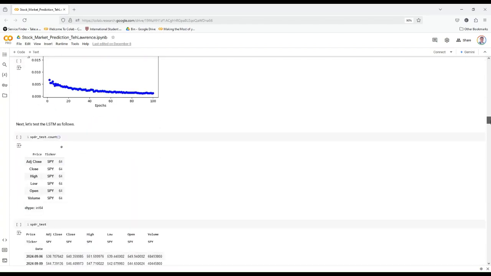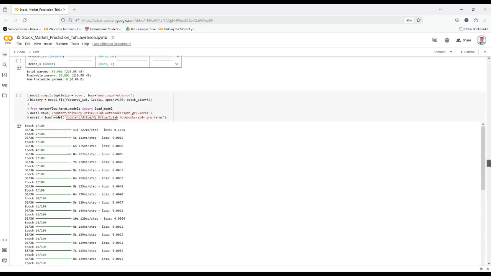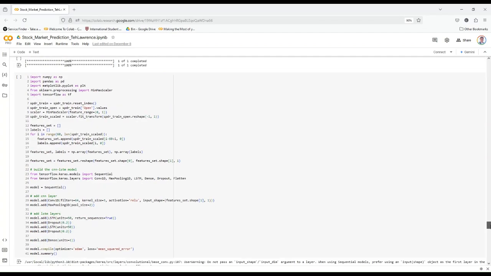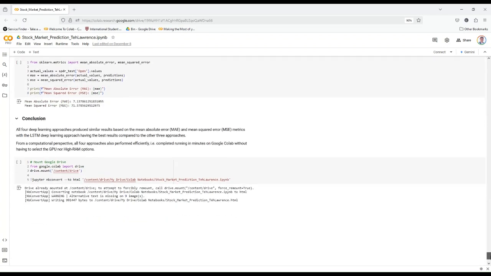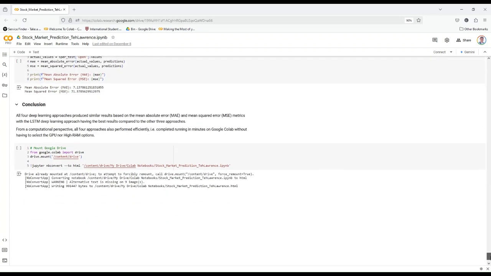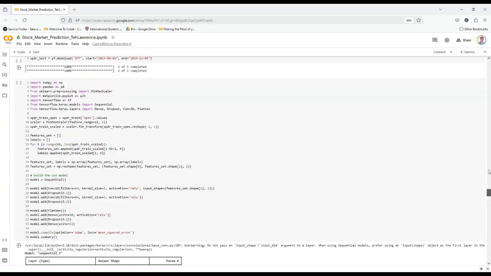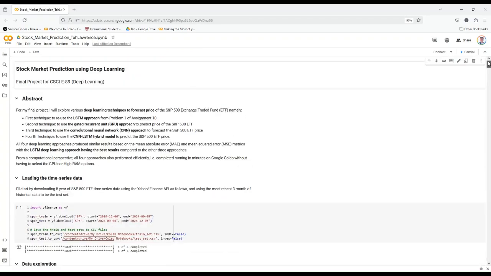There are four deep learning models that I trained to try to predict prices of an exchange traded fund, and the entire notebook took minutes to complete running. So no GPU power was required. Next, let's deep dive into the code, starting with the abstract.